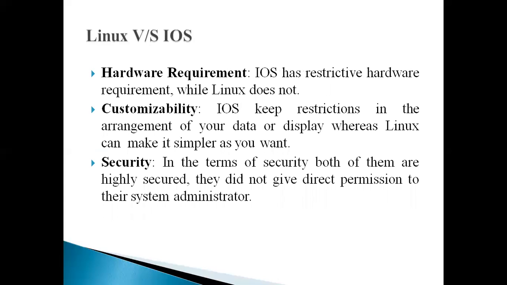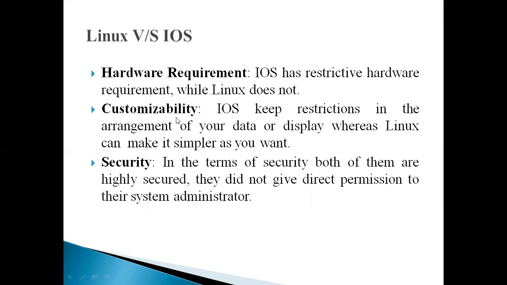And next, coming to Linux versus iOS. First of all, what is iOS? iOS is a mobile operating system provided by Apple Incorporated. It is mainly designed for Apple mobile devices like iPhone and iPod Touch. It is a Unix-like OS which is based on the Darwin operating system, and it is the world's second most used mobile operating system after Android. So let's compare Linux with iOS on these features.